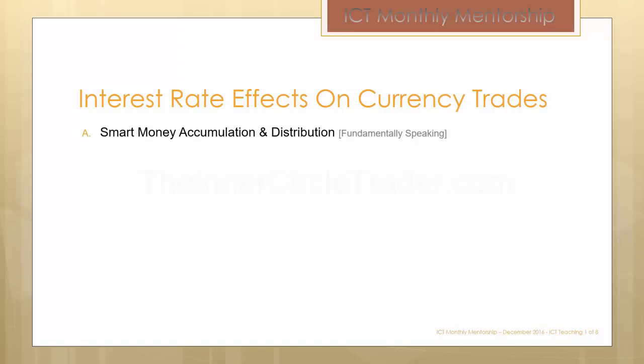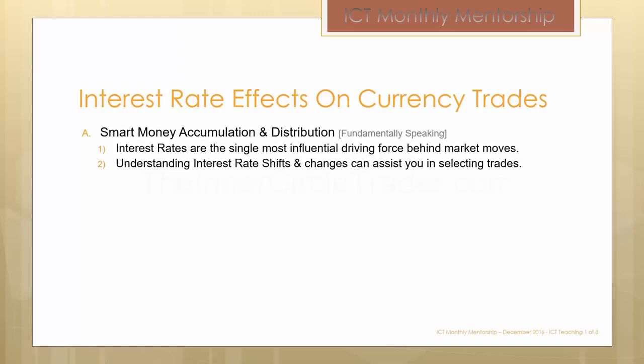Okay, now in this module, we're going to talk about smart money accumulation and distribution, fundamentally speaking. And that comes by way of our understanding and hopefully your acceptance of the fact that interest rates are the single most influential driving force behind market moves. Understanding interest rate shifts and changes can assist you in selecting trades.